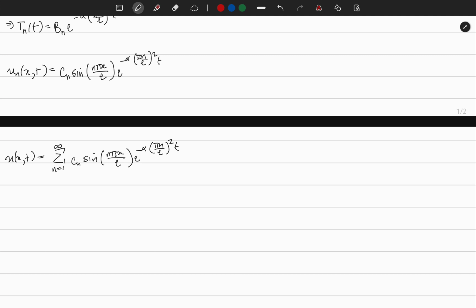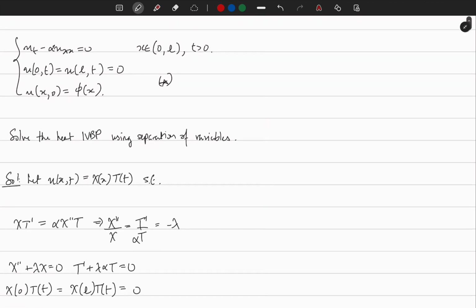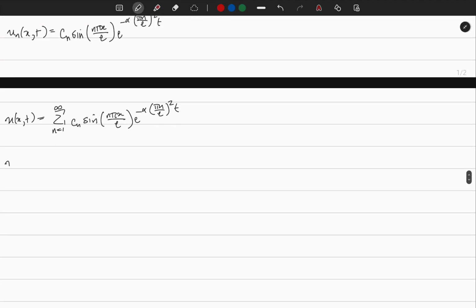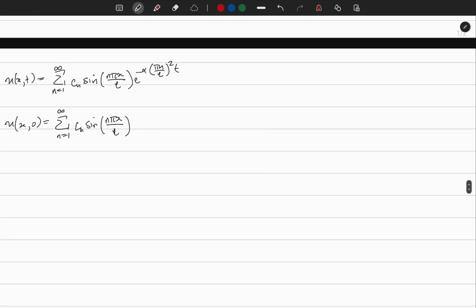But what we really want to find is what this C_n is. And we also need to use our initial condition that u of x,0 is equal to phi of x. So let's go ahead and do that. We'll get that u of x,0 is equal to simply the sum from n equals 1 to infinity of C_n sine of n pi x over L. And notice that t equals 0 will zero out the exponent for e, and e to the 0 will be 1, so we simply have this.